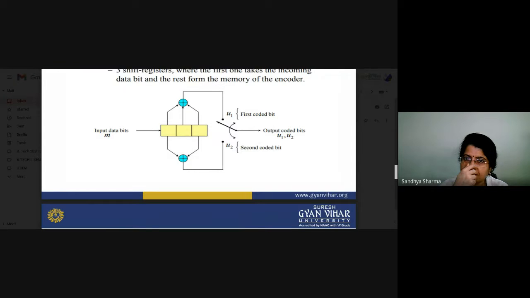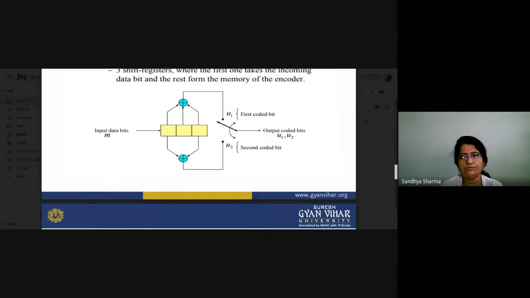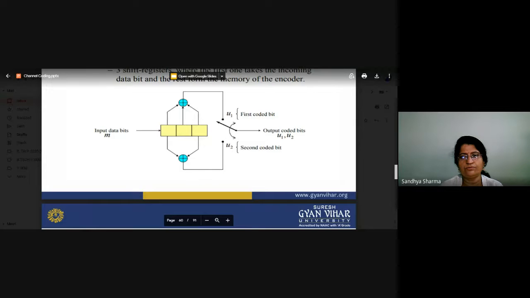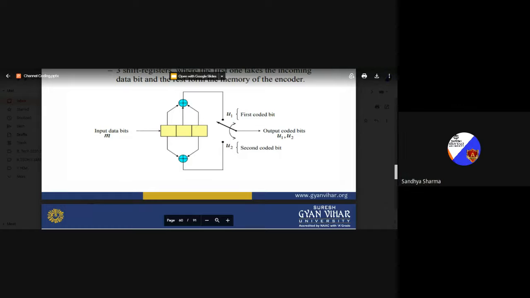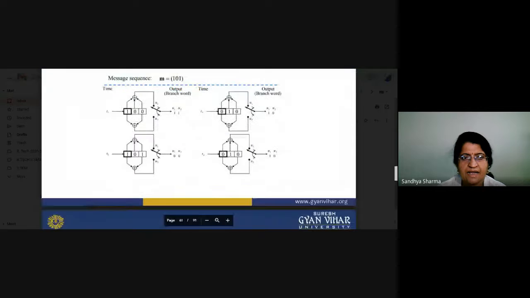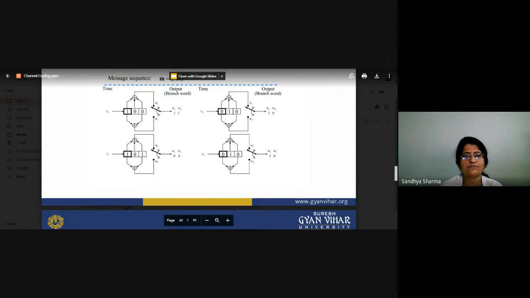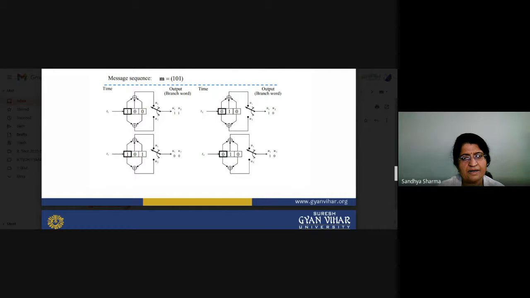So now you can see here the first coded bit, output coded bits U1 U2, and M is the data bits. This is the basic diagram. We will also see here, suppose you are given the data M equal to 101, same thing. First of all, 1 will be entered, then 0 will be entered, then again 1 will be entered, and again 0 will be entered, and all data will be received through the output. That is the very basic functioning of our system.